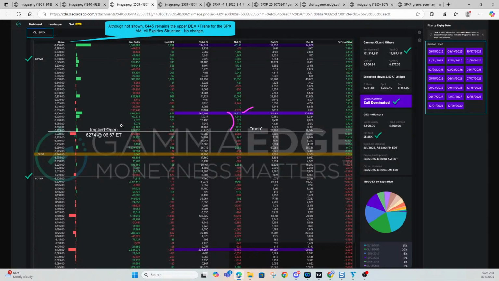Looks like our implied open is around 6270, as I just checked before we started this. So again, getting above 6300 would put us in a little bit more bullish, positive gamma look for a possible move back to the upside.